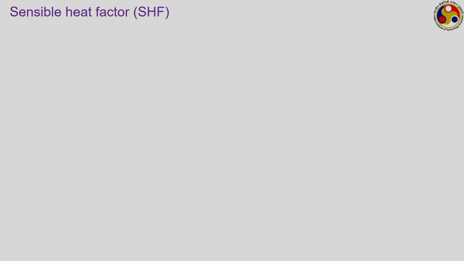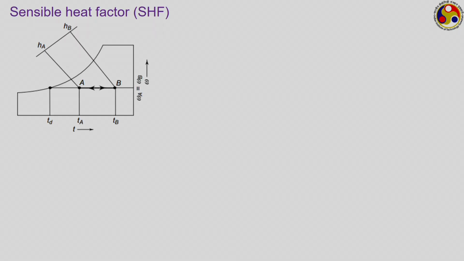Now, I would like to close this lecture by defining two factors which are very commonly used in standard air conditioning calculations. The first one is called the sensible heat factor. Before going to that factor, let us look at this diagram. Which process is this one referring to, A to B or B to A? This is a sensible heating or cooling process. So, during this process, how much is your total heat transfer?